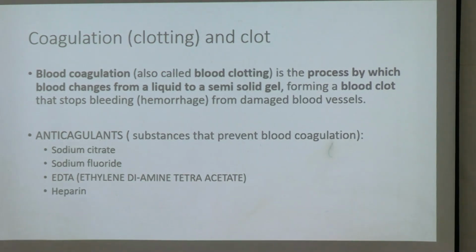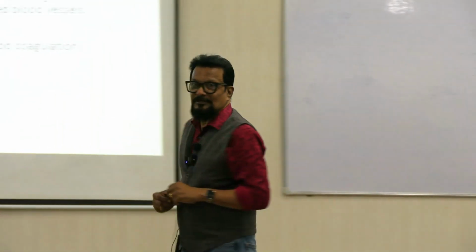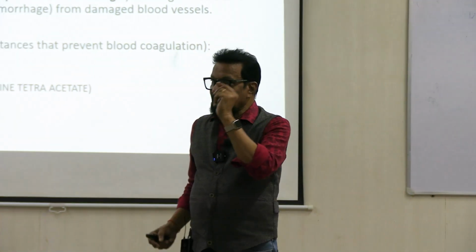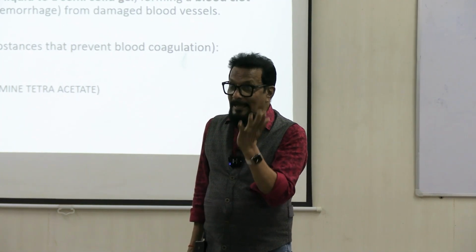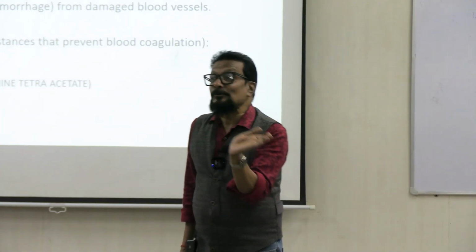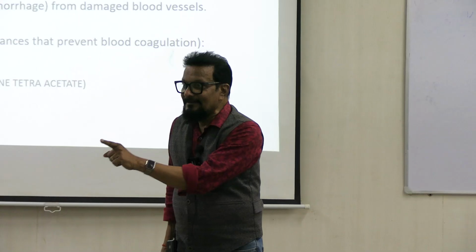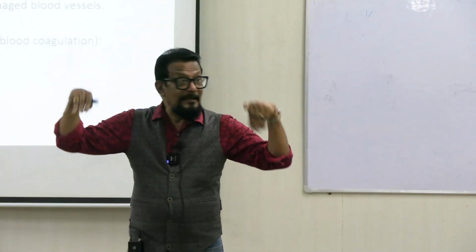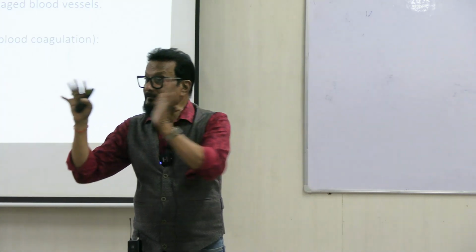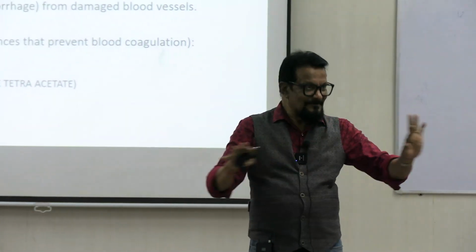Before I go into the composition of blood, I want to elaborate some concepts. Then we will enter into the composition of blood. What are these concepts? One is coagulation and clot. What is coagulation? It is a protective mechanism by which fluid blood is converted into a solid, semi-solid, jelly-like structure. This is coagulation.